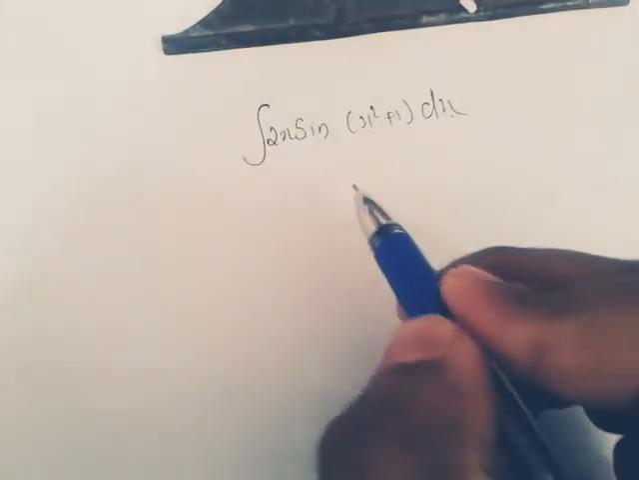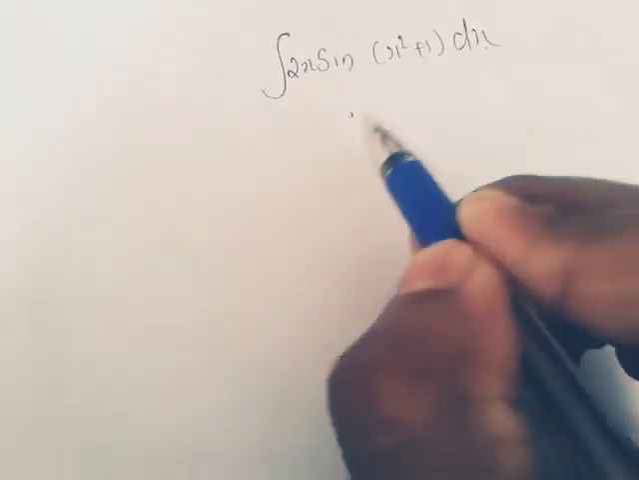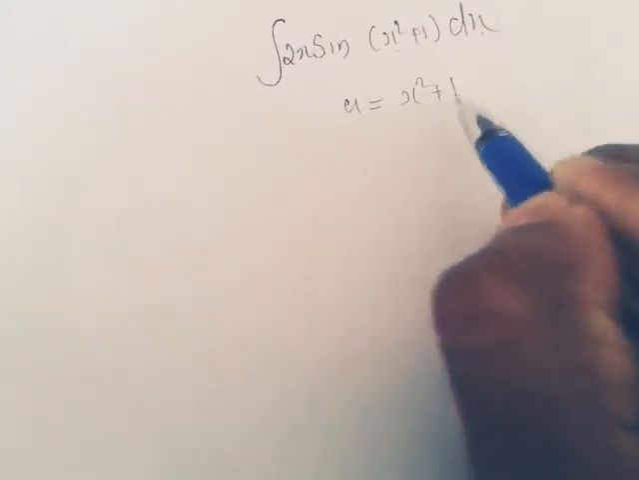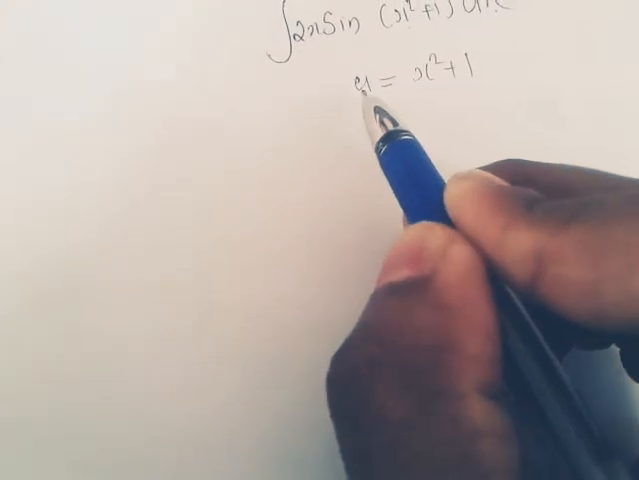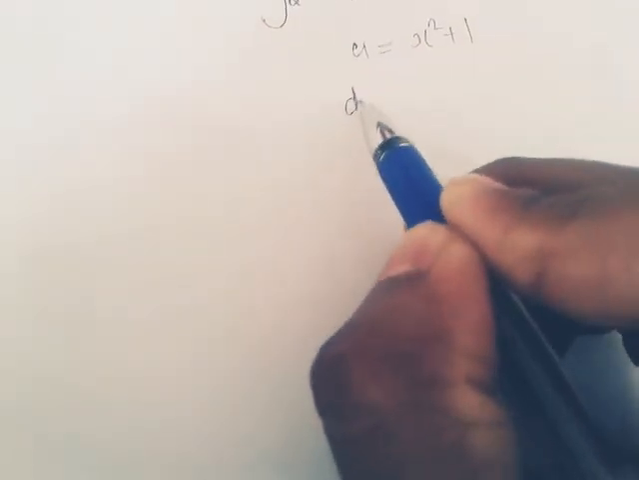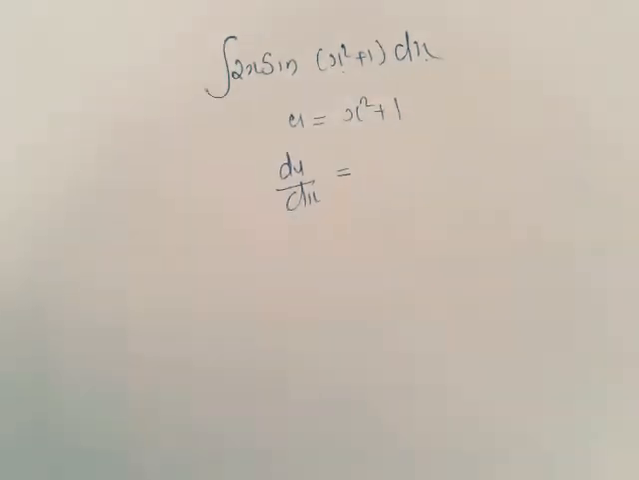You just see. I'm going to replace this x square plus 1 as u. Otherwise, I'm going to substitute this x square plus 1 as u. What will happen? Let u equal x square plus 1, then you just take the differentiation of u with respect to x. What will happen? du by dx. Can you calculate what du by dx is? It's a very simple task for you.